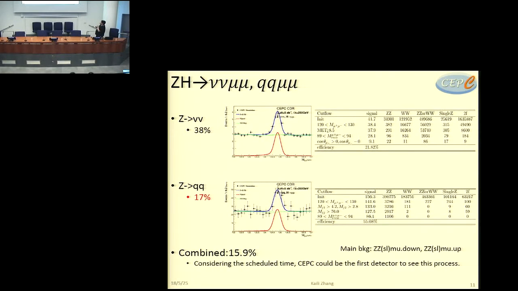And here for the Z to νν process, the precision is around 38%. And the Z to qq, this is the dominant one. After a simple cut flow, like the dimuon process and the recoil mass cut, the precision is about 17%. And with the channels combined, the result is around 6%. And considering the scheduled time, the CEPC should be the first detector to see this process.